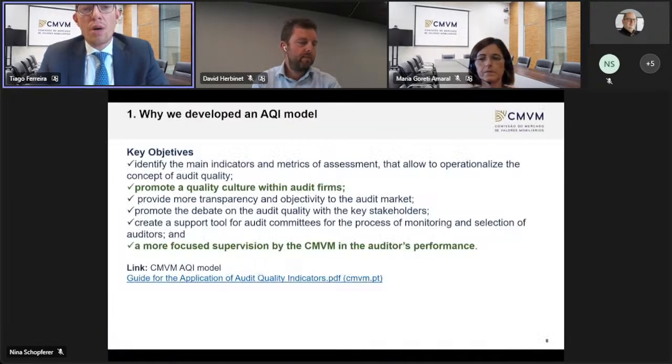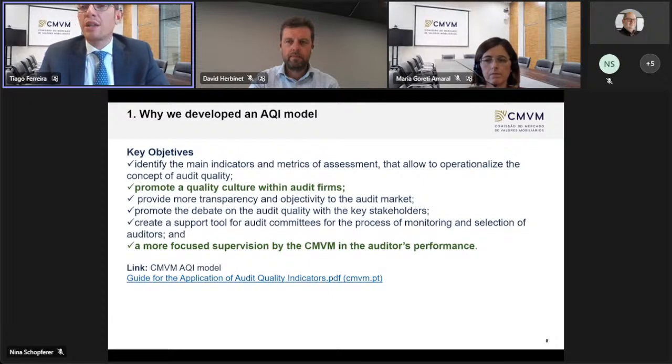Why do we develop audit quality indicators? The AQI model produced by CMVM will allow us to obtain regular, structured, and adequate information on several factors that contribute to the promotion of audit quality for different stakeholders.